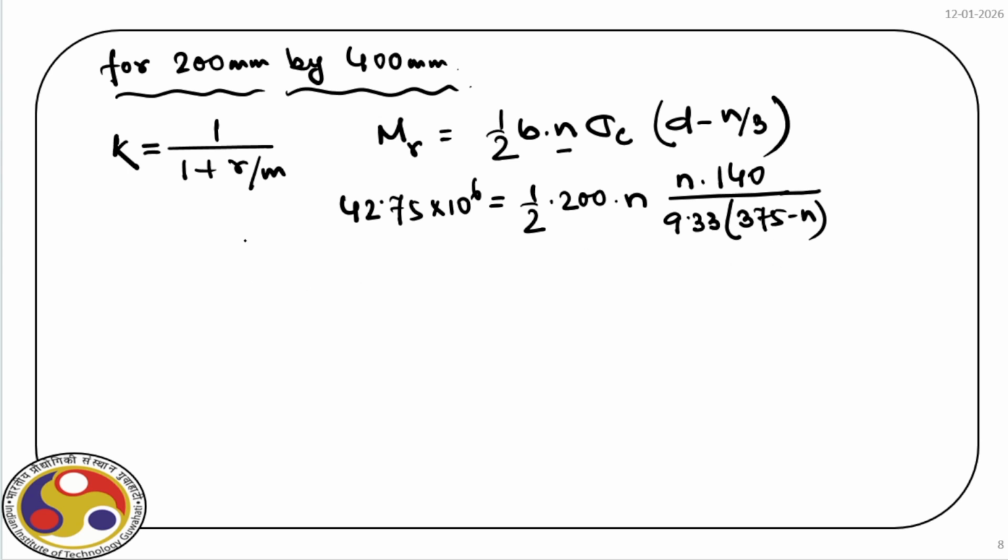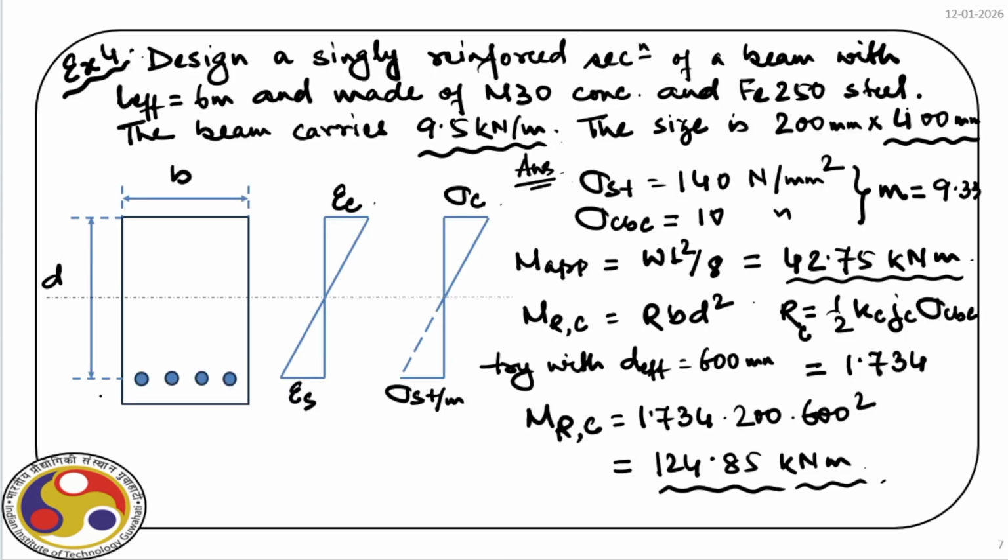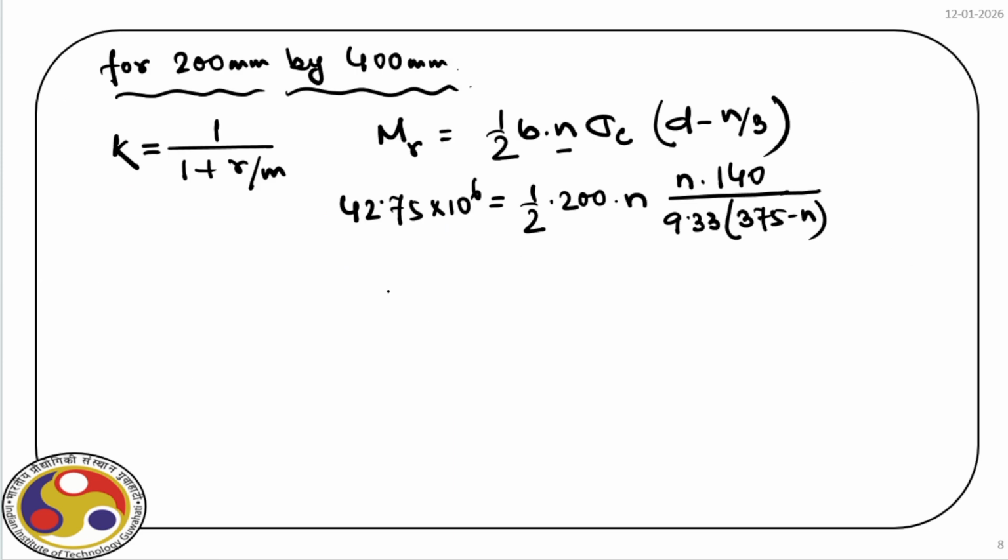How do you get 375? We have this total depth 400, so we leave this space for the cover, which is clear cover plus half the distance. This is not exact, but for the time being, let us leave 25 millimeter. We can leave more also. Let us try with this, and then if required, we need to adjust. So minus 375 minus n by 3 here.